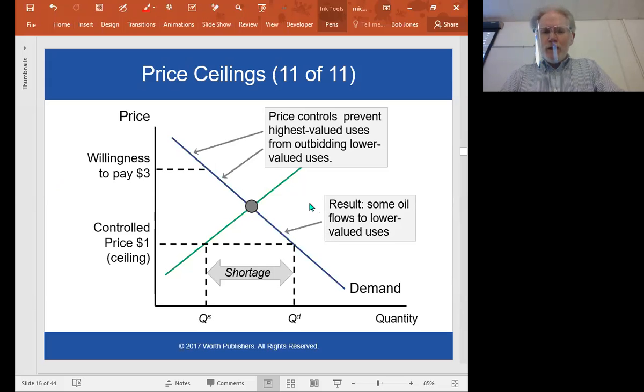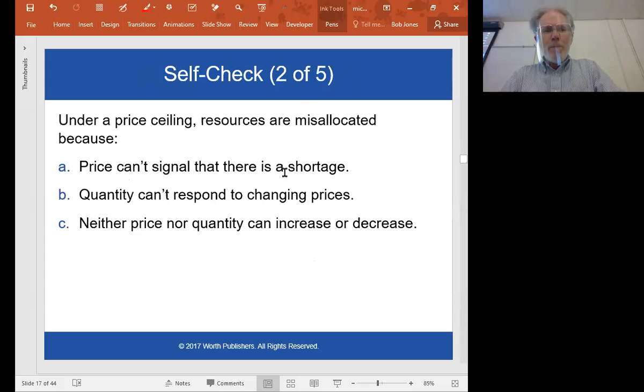Okay, and this is really just summarizing what we've already said. Under a price ceiling, resources are misallocated because price can't signal that there is a shortage. In a free market, you've got a shortage, price goes up. Everybody finds out about it. If you have a ceiling, then the price can't go up. It can't signal there's a shortage, it can't create an incentive for producers to produce more, and it can't create a signal for consumers to use less.